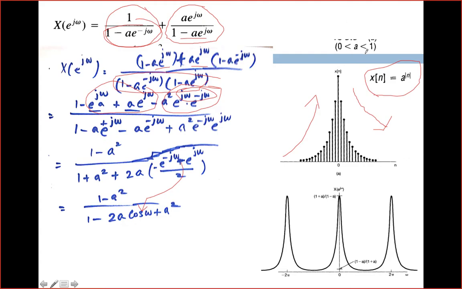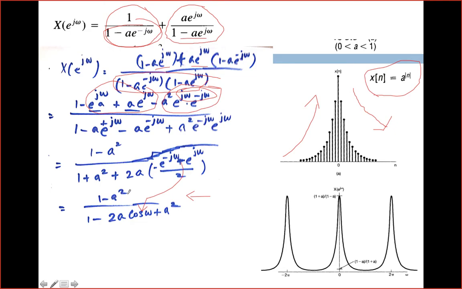For example, you can consider a is equal to 0.5, and substitute n is equal to 0. You will get the maximum value of 1, and slowly it will get reduced when n is greater than 0, and when n is less than 0, the value of x of n will slowly get increased. Now we have to plot the magnitude response of the DTFT we have taken for this particular signal.